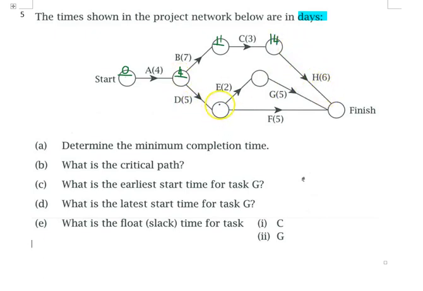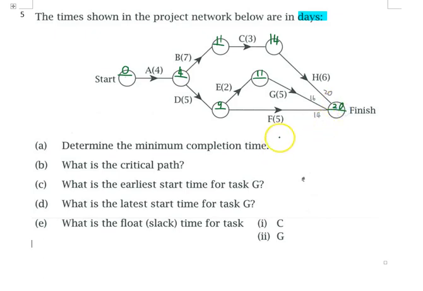So 4 plus 5 here is 9. 9 plus 2, 11. For those with 2 arrows, I need to figure out which one I should take. So 11 plus 5 is 16. 9 plus 5 is 14. 14 plus 6 is 20. So scanning forward, we are going to choose the highest possible value as the EST value. So here we put 20.